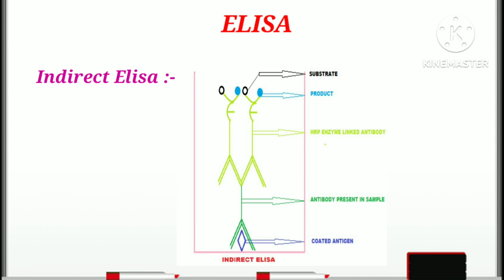Then washing is done. After the washing, add substrate to get the product. The intensity of the color is directly proportional to the concentration of the antibody in the patient sample.